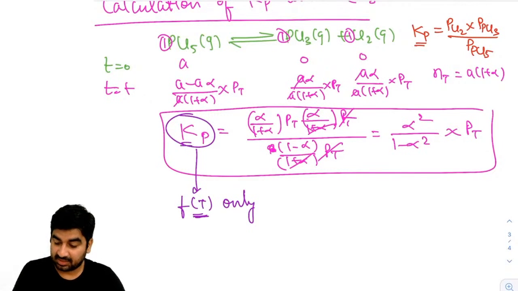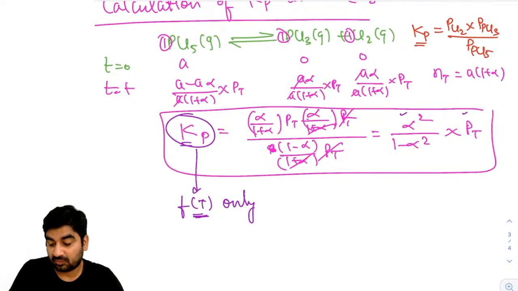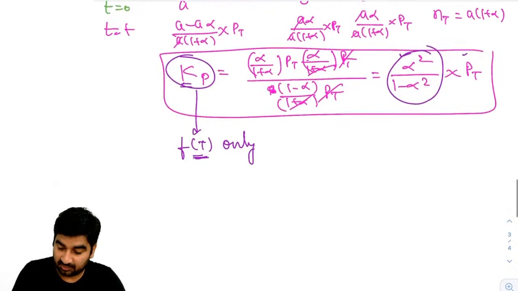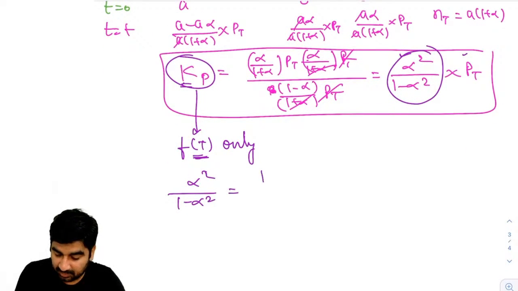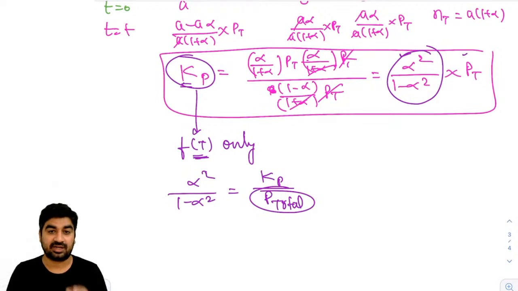Kp will change. As a result, alpha and P total will also change. So the degree of dissociation will change when Kp is changed, and Kp is changed when temperature is changed. Got it? So now I'm moving to the next point. On what factors will alpha depend? If I talk about alpha square over 1 minus alpha square, it will be Kp over P total. So if you are changing the total pressure of the mixture, in that case as well, alpha will change.